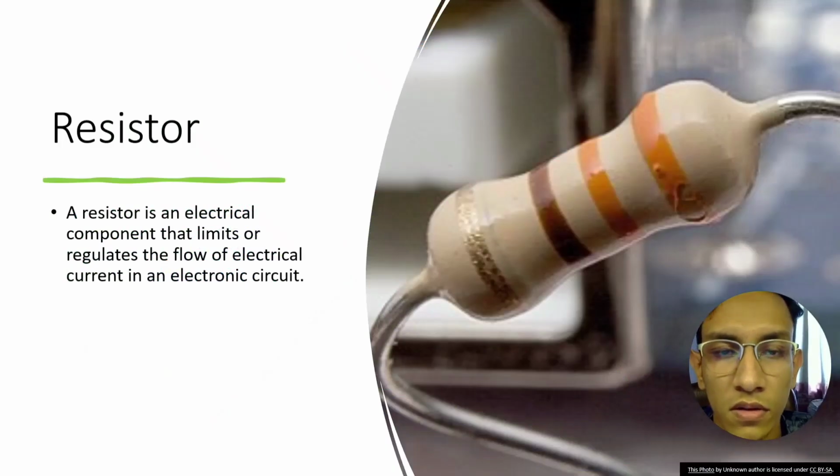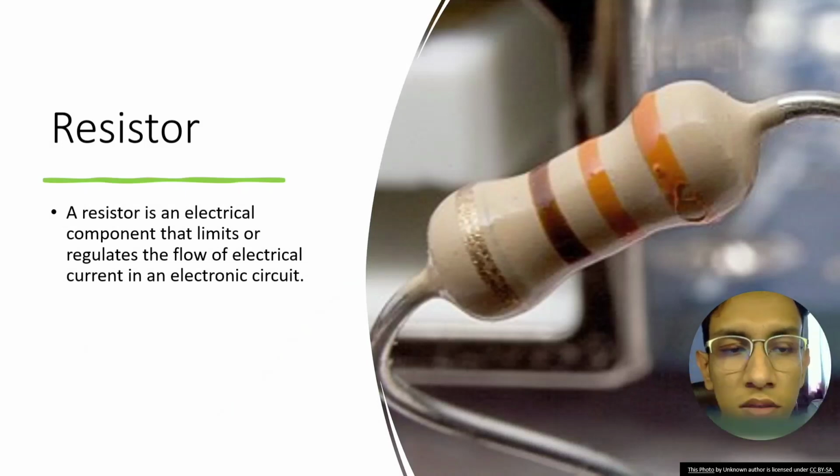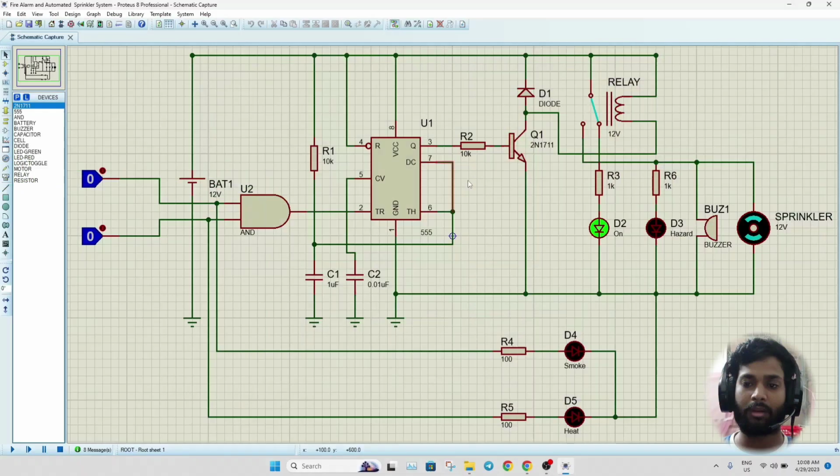Then we have the resistor. A resistor is an electrical component that limits or regulates the electrical current in an electronic circuit. Resistors are almost always used in fire zones because the fire detectors are normally open and close by opening, tripping, or activation.